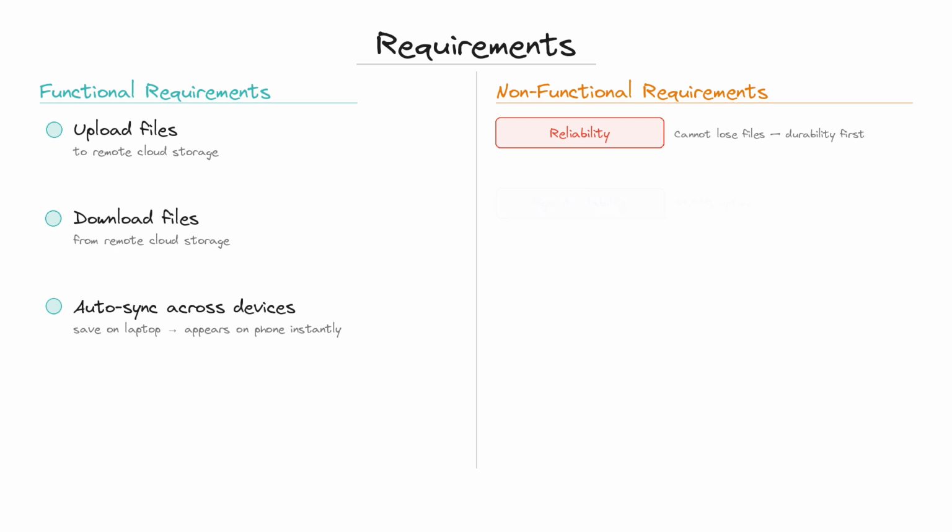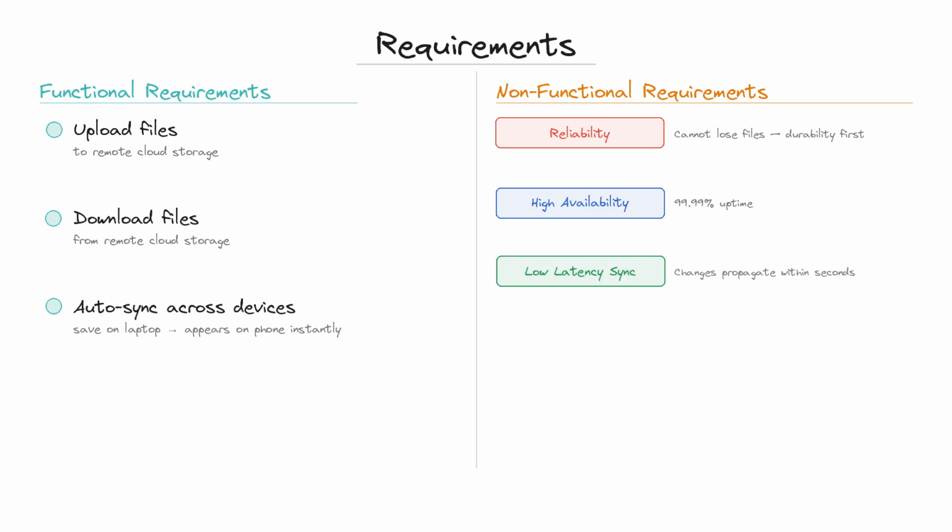Now, a good interviewer might push you. What about sharing files with other users? That's a reasonable scope extension. You can acknowledge it and say, I'll treat that as a V2 feature and focus on core sync first. That's a perfectly valid answer and shows maturity.